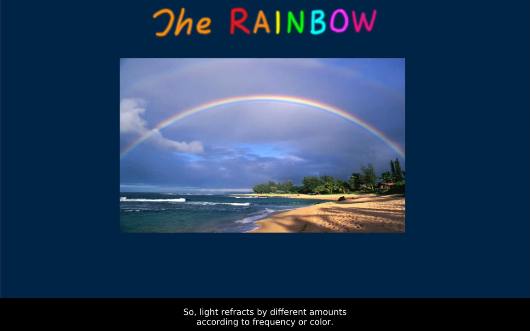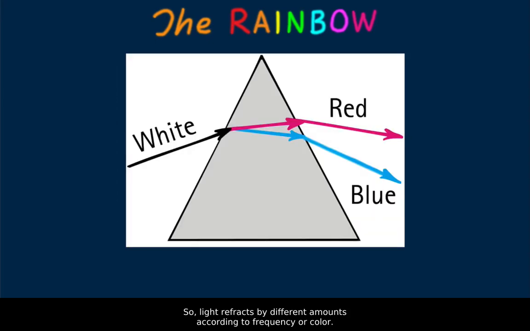So light refracts by different amounts according to frequency or color. We see white light encountering a glass prism. At the first surface it refracts, with blue refracting more than red. The two colors separate. When emerging, light undergoes a second refraction and the separation is further increased.